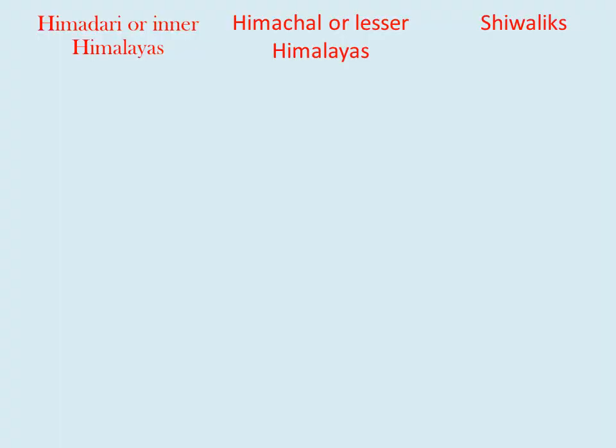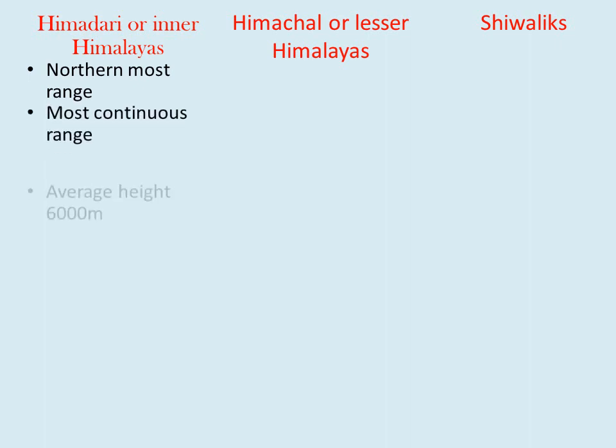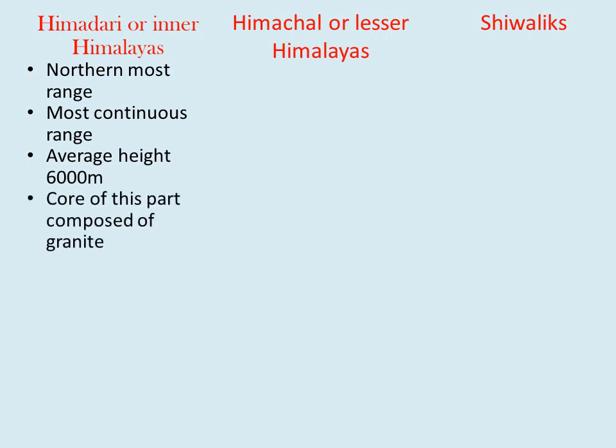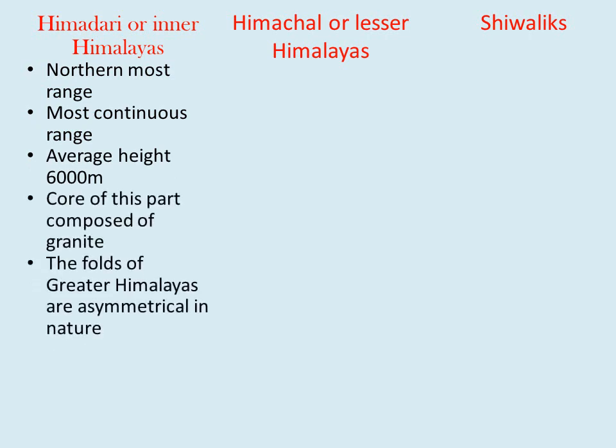Let us see the features of the three parallel ranges of the Himalayas: Himadri, Himachal and Shivalik. Himadri: the northernmost range, the most continuous range, with an average height of 6000 meters. The core of this part is composed of granite. The folds of the Greater Himalayas are asymmetrical in nature, and perennially snowbound.